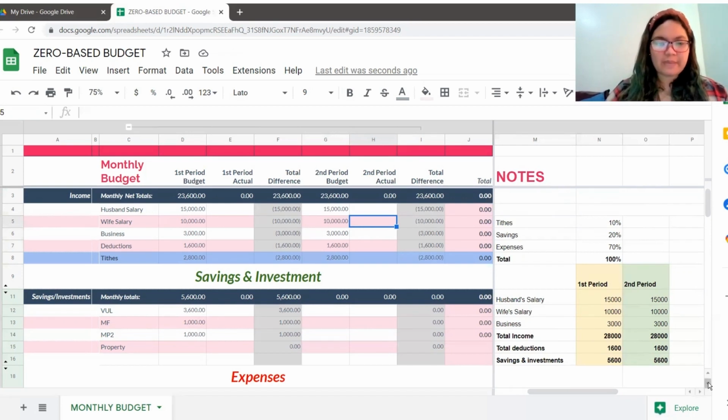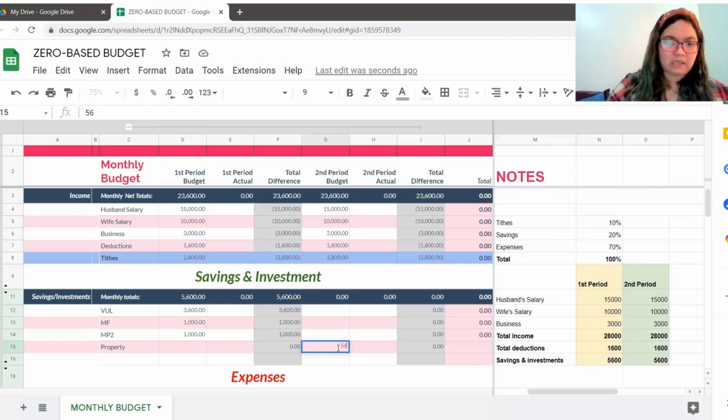For the expenses, they still have a savings and investment budget of 5,600, which is 20% of their total income of 28,000. Let's say for example, they put it in property, a property investment of 5,000 worth 5,600.